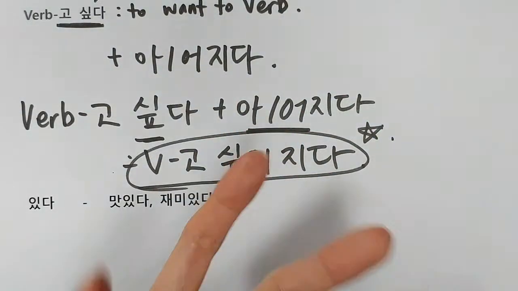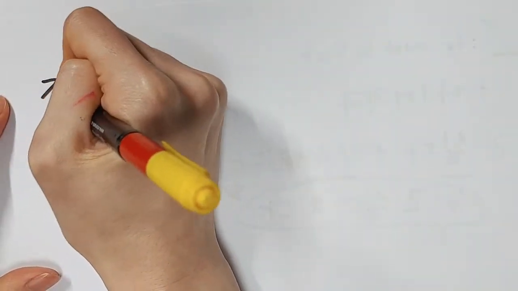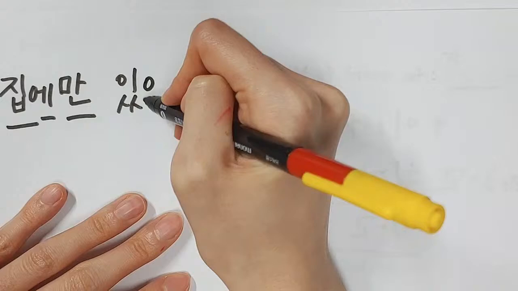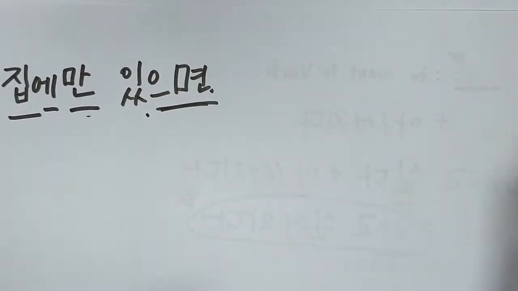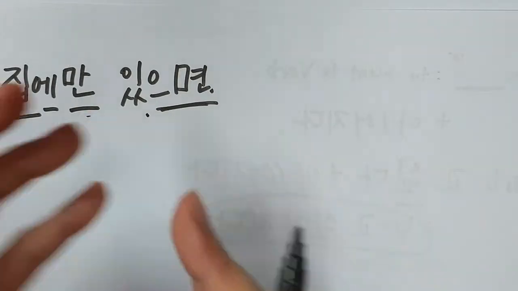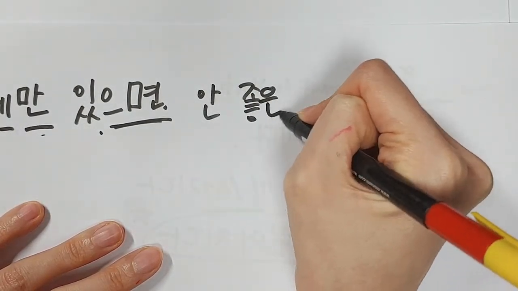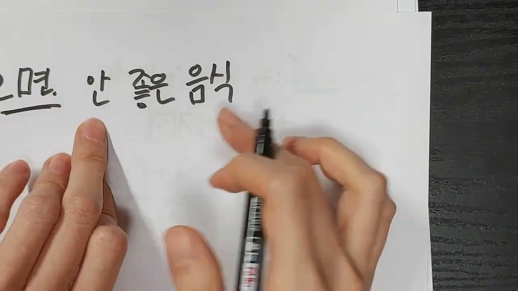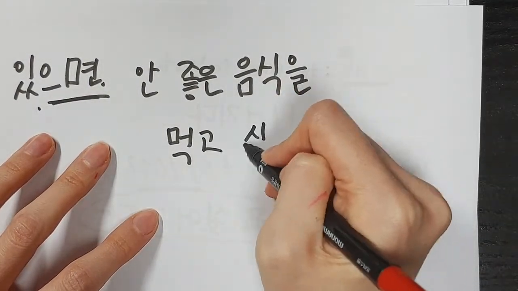So you can guess that it's used in a situation where you didn't want to do it before, but now you want to do it. Verb-고 싶어지다. So let's make some example sentences. For example, guys, if you say 집에만, only at home, 집에만 있다, to stay, right? 집에만 있으면, if I only stay at home, I start craving bad food. Start craving means you start wanting to have bad food, right? In that case, you can use 고 싶어지다. 안 좋은 음식, bad food. Or 나쁜 음식 would also be fine. Not good food. 음식을 먹다 means to eat, right? 먹고 싶어져요.